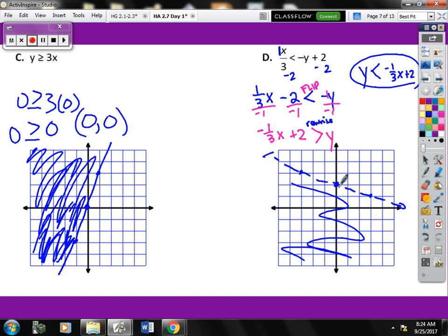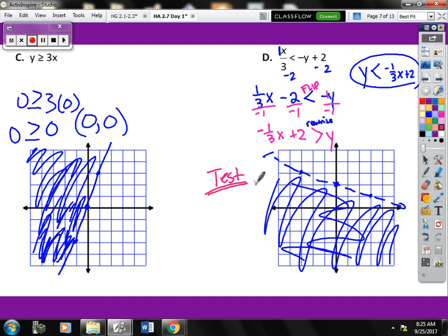And then you can see he started at 2, down 1 over 3. Since he ran out of spaces, he also went back to his y-intercept and went up 1 and backwards 3. Okay, dash line, shading below. And we should pick a test point for this one also, which I would pick 0, 0 since it falls in the shaded region.